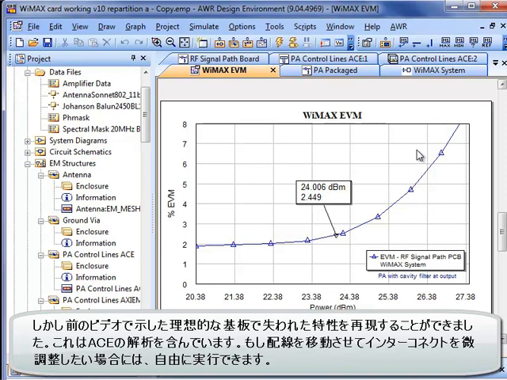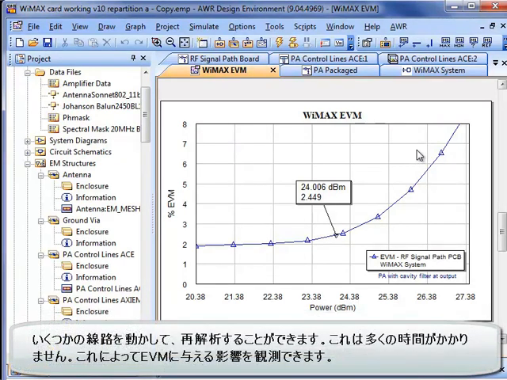If we want to tweak the interconnects a little bit and move them around, we are free to do that. We can go move some lines and rerun the analysis, and it doesn't take very long at all, as you saw. And we can see the impact directly on EVM by doing that.